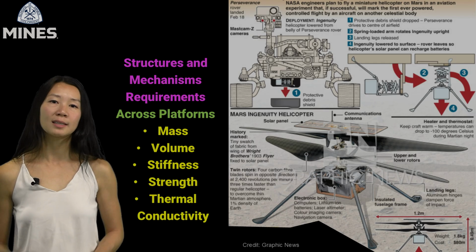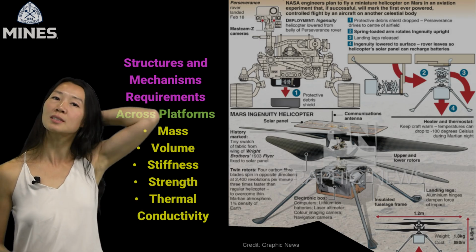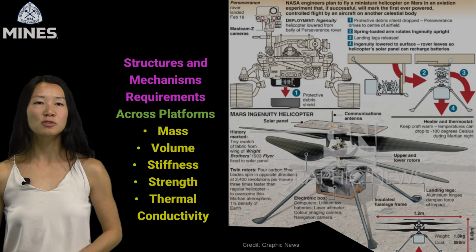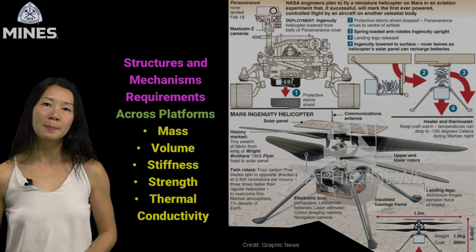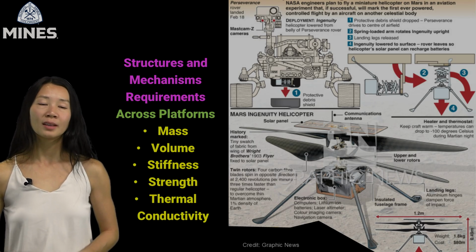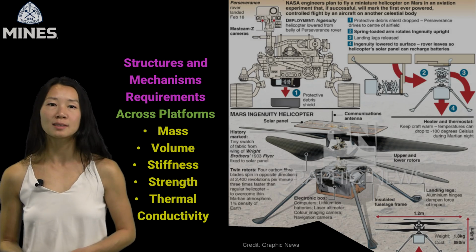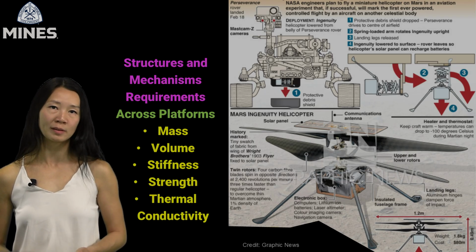For thermal conductivity, nighttime temperatures on Mars dropped to -100 degrees C, so Ingenuity uses an insulated fuselage frame and integrated heaters to survive the night. Structural materials had to manage both mechanical and thermal performance, including aluminum, composite, and foam elements. During deployment, Perseverance dropped a debris shield using a spring-loaded arm to rotate Ingenuity, deployed its landing legs, and lowered it to the surface. These are classic examples of mechanisms working across multiple subsystems, combining actuation, sequencing, and structural interfaces.